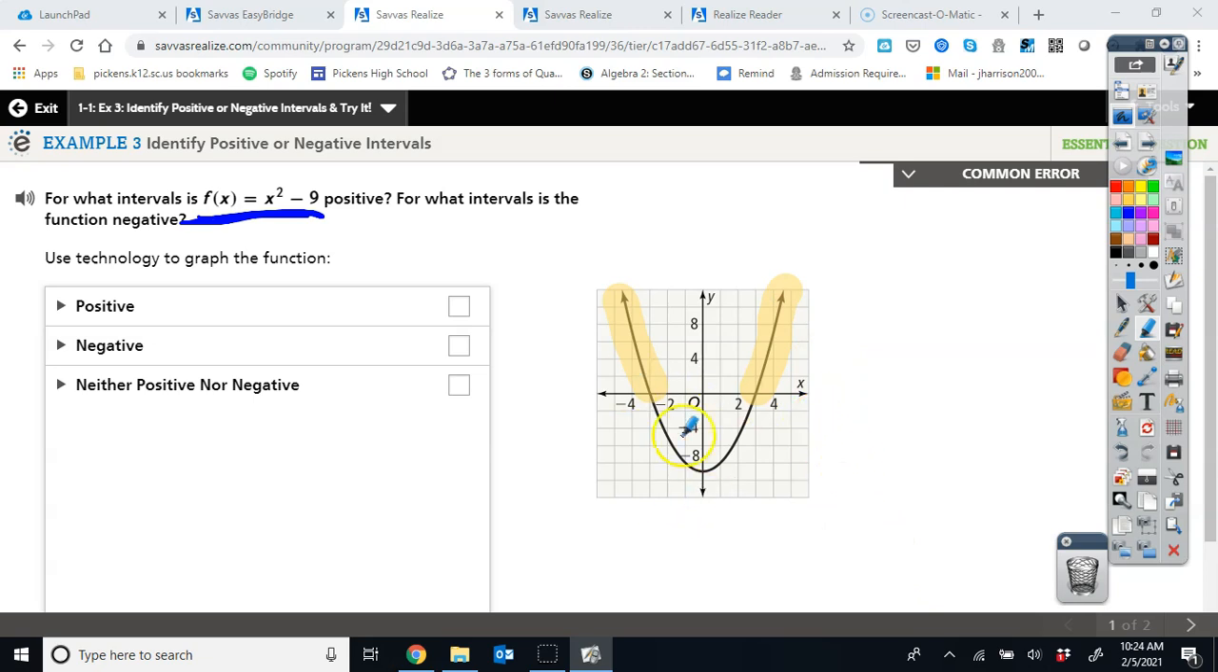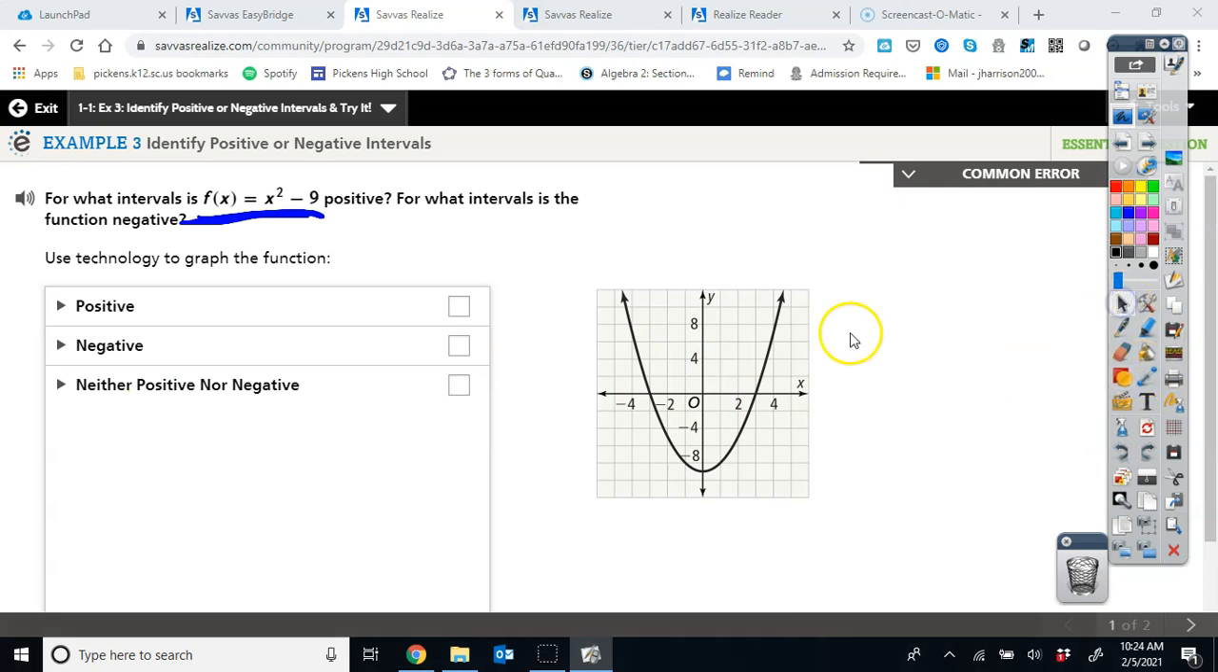And be careful, I know my highlighting is a little off here, but I am not talking about the place where it's the intercept. And this is where you got to be careful. So the intercept right here is not a positive number. It's 0. So when you talk about that, be careful.